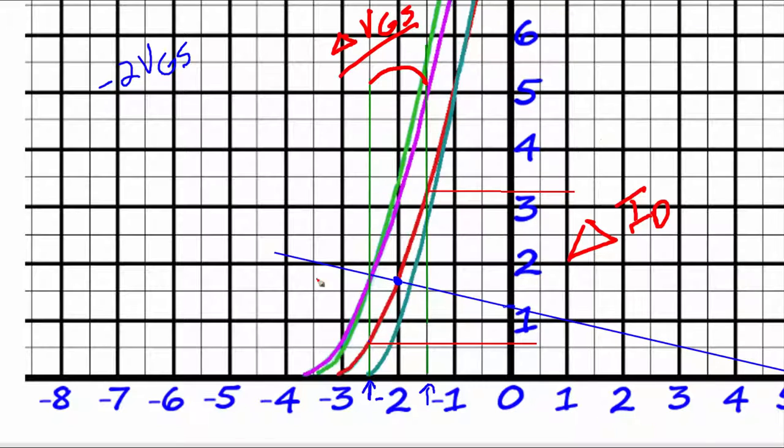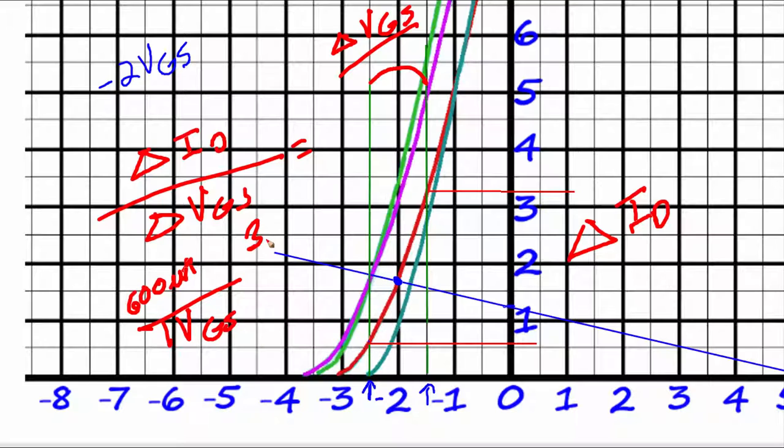With that, we can find the GM value, and remember that's going to be the delta in the drain current divided by the delta in the voltage gate to source. With these numbers, we're going to be 1 volt for our drain to source variation. And our current is varying from approximately 600 microamps all the way to about 3.25 or 3.2 milliamps. So there's our variation.